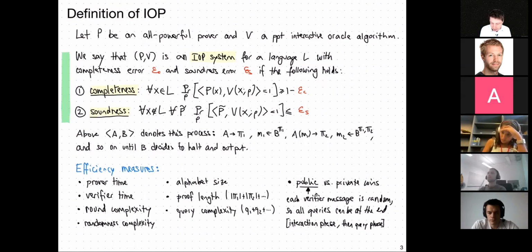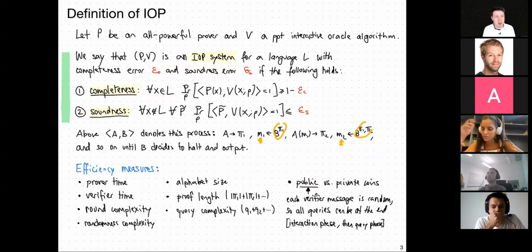Because if every time the verifier sends a message, it's just randomness, there is no reason to query things in the meantime, because what would the verifier have said at round 3? Randomness. More randomness at every round, regardless of what the answer from the oracle is. So in a public coin IOP, you can safely postpone all the queries to the end of the interaction. And you can think about it as some sort of interaction phase followed by a query phase.